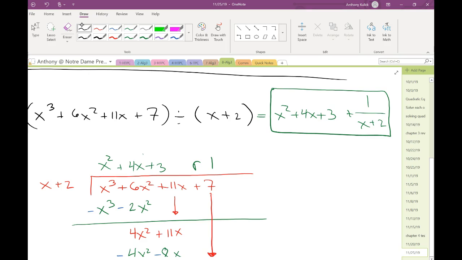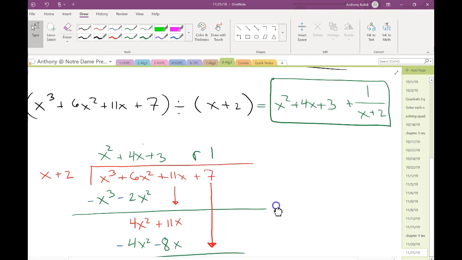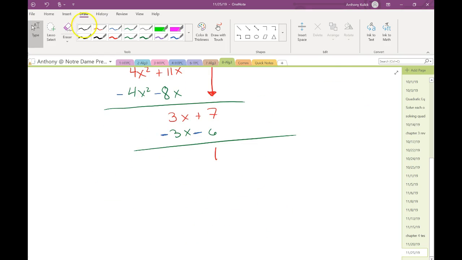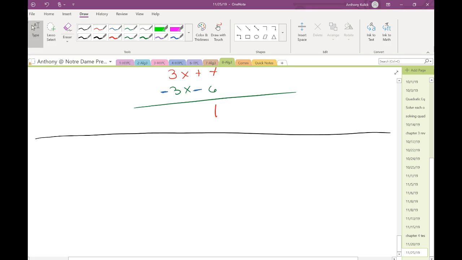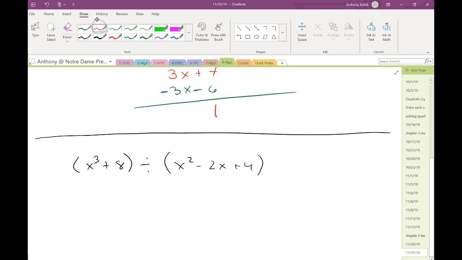Let's do another, okay? Hopefully you guys see the similarities between this process and the long division you learned in elementary school, right? Very similar. So let's say we want to do x cubed plus 8 divided by x squared minus 2x plus 4.